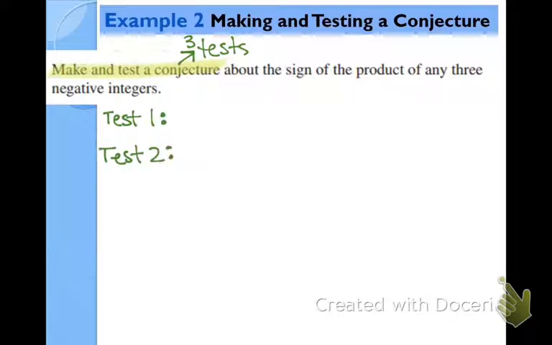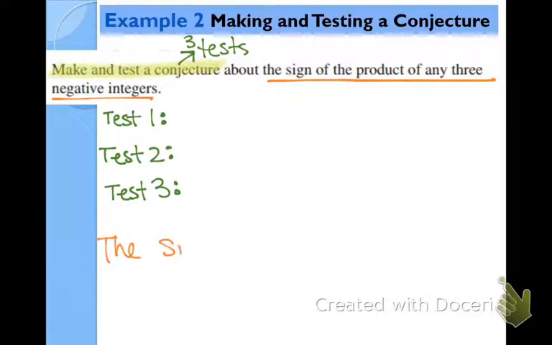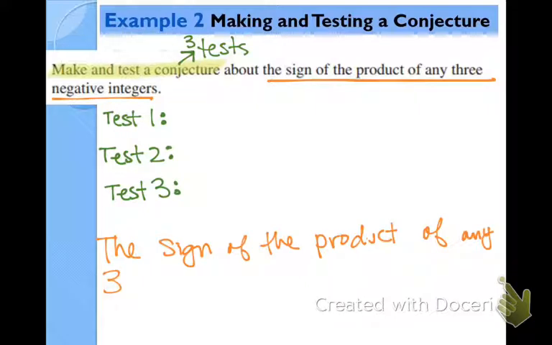I'm explaining how to show your work and then what your final answer will end up looking like. You're going to make 3 tests about the sign of the product of any 3 negative integers. We're going to talk about all these words. Review them.